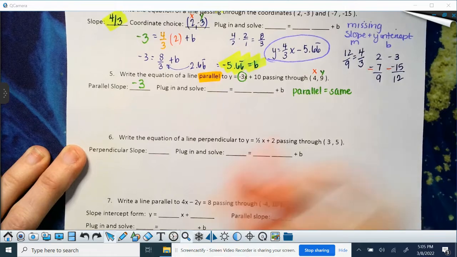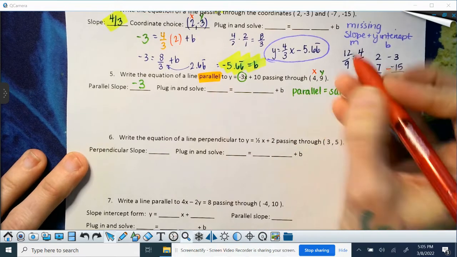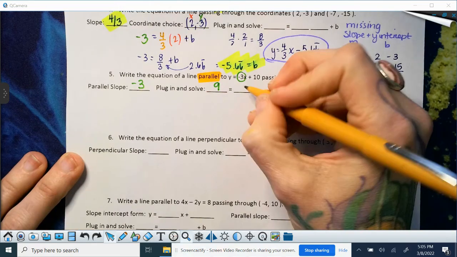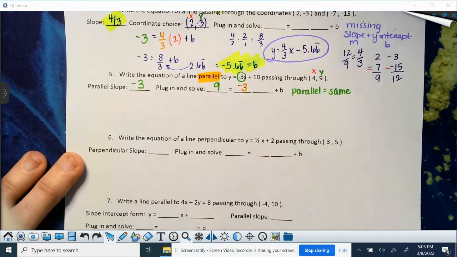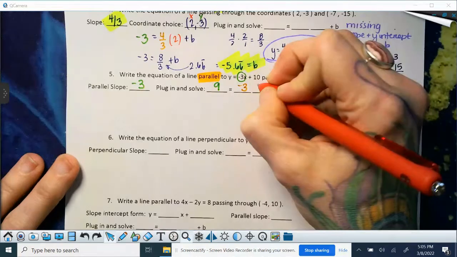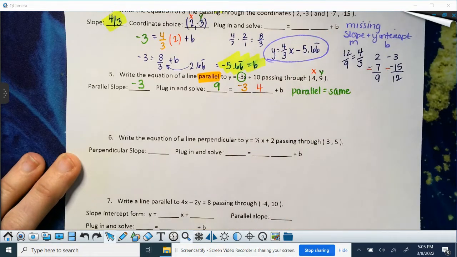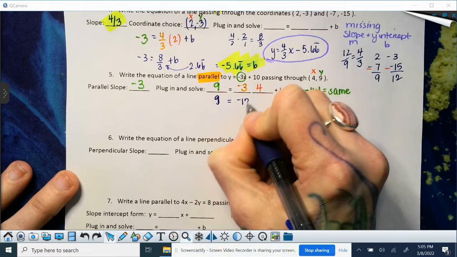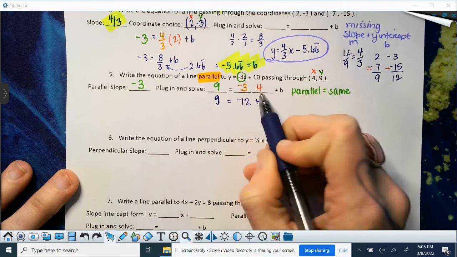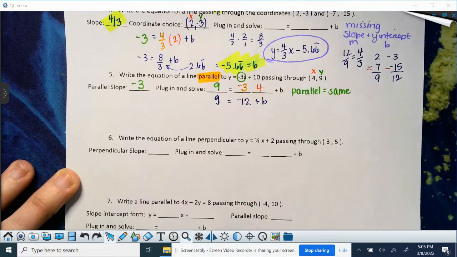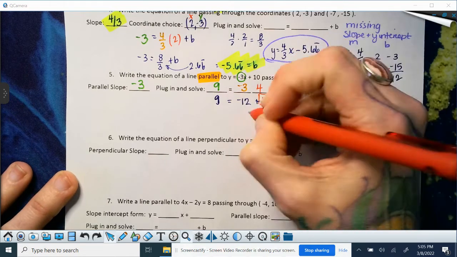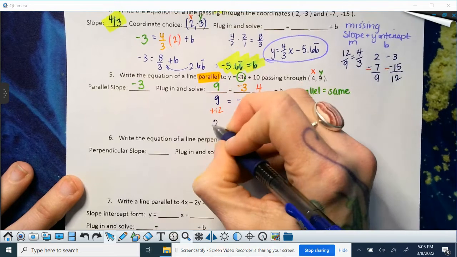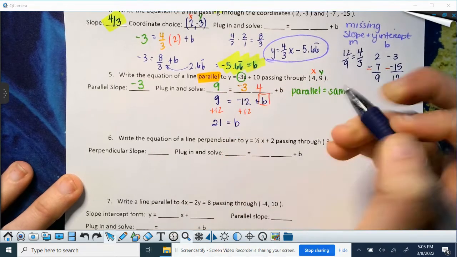We're going to plug in our x and our y. So our y, we're going to go with 9. Our slope is -3. That's our m. And then our x value is 4. And then we just have to solve. So we end up with 9 equals -12 plus b, because -3 times 4 gives us -12. You want to get that b by itself. So we're going to add 12 to both sides, which gives us 21. And we now have our b by itself.